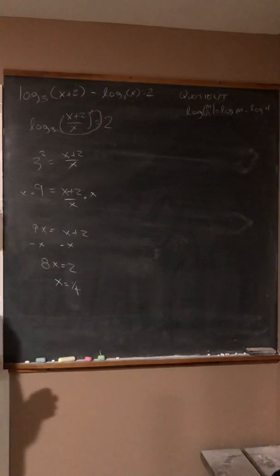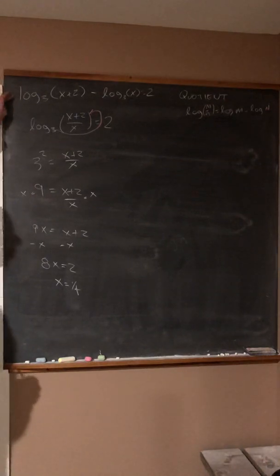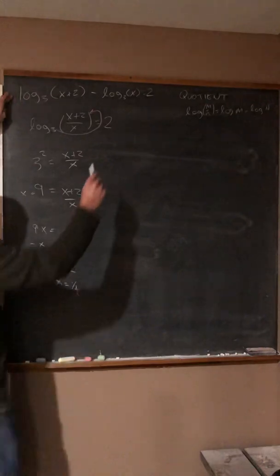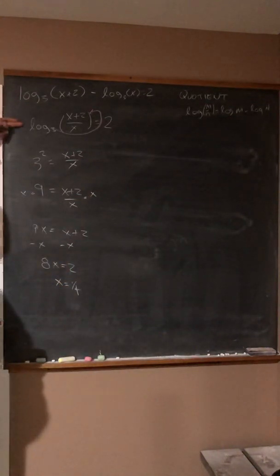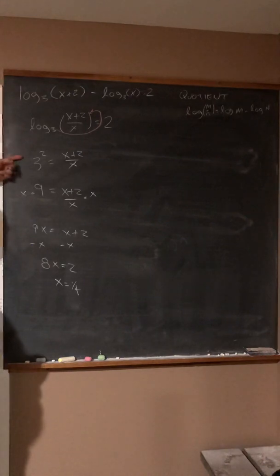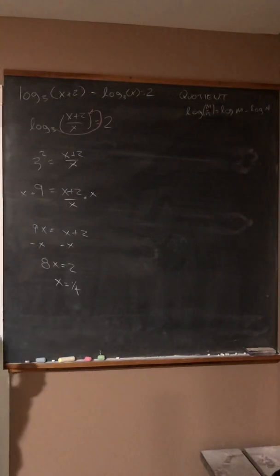Okay, so x is a quarter. And we started with this kind of large thing up here, used the quotient rule, and from the quotient rule we were able to get it into arithmetic, solve for x down here. Okay?